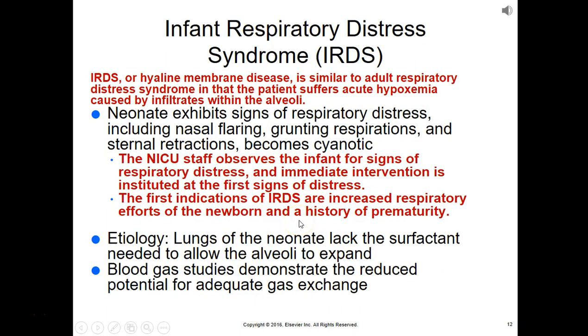Okay, so the next condition we're going to talk about is infant respiratory distress syndrome. That's IRDS or ERDS. Sometimes people will call it ERDS, but IRDS is the abbreviation. IRDS, or hyaline membrane disease, is similar to adult respiratory distress syndrome in that the patient suffers acute hypoxemia caused by infiltrates within the alveoli.